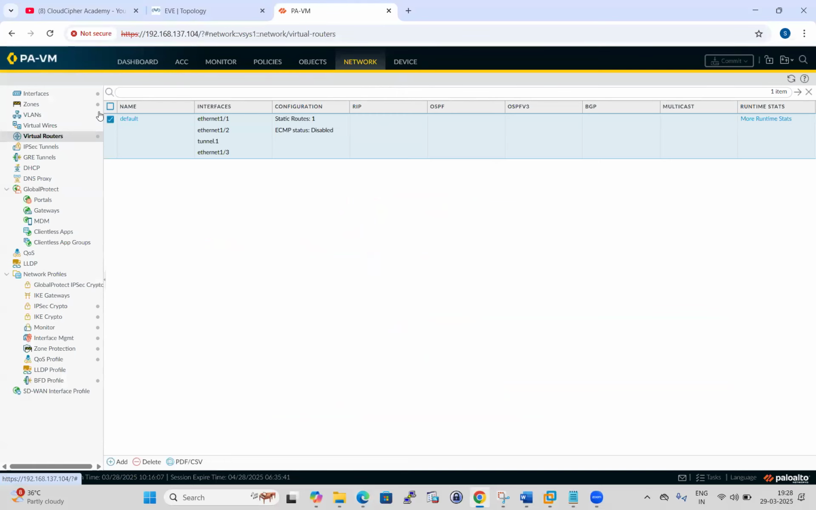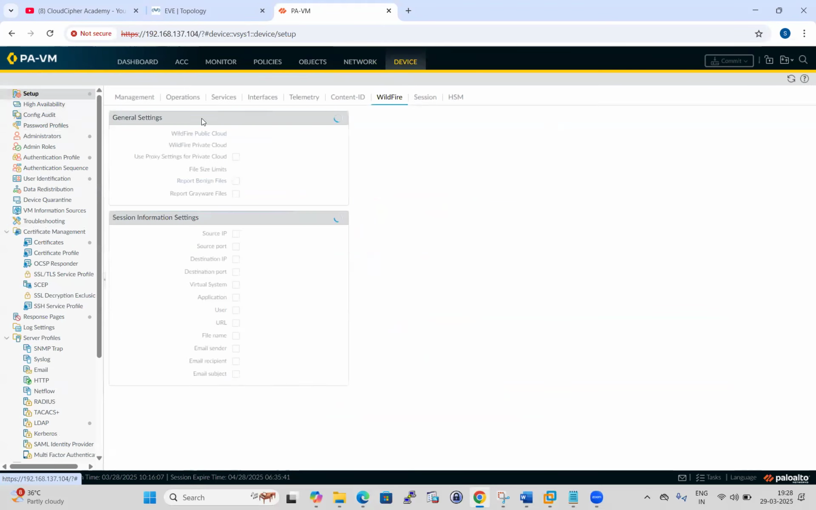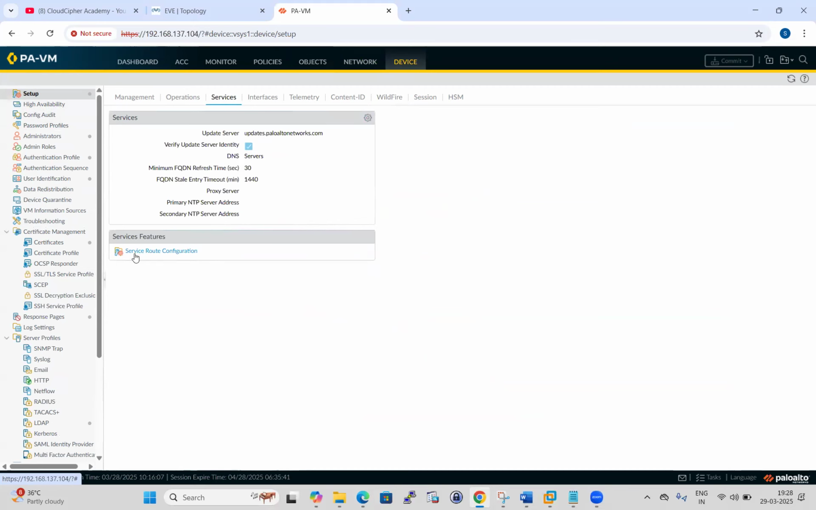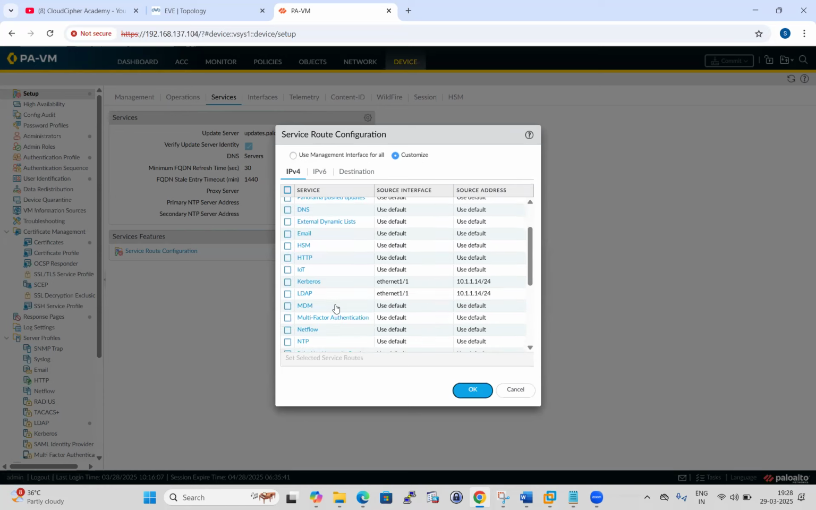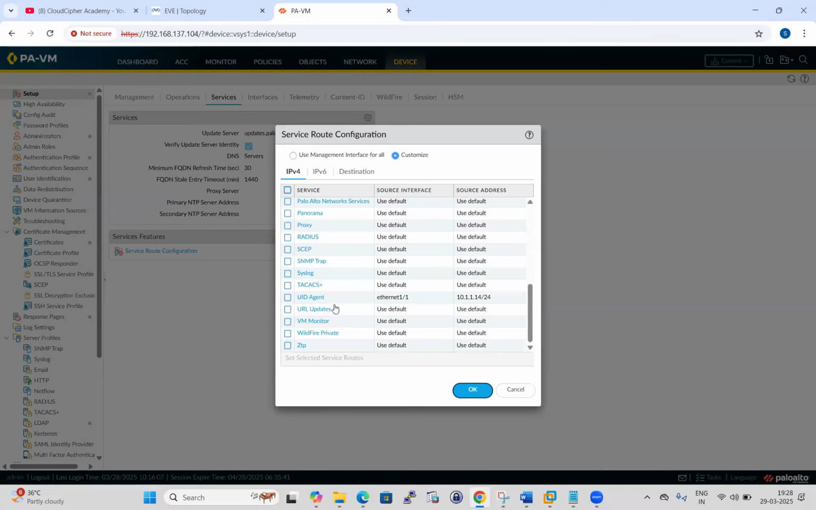How can we do that? We go to Device, go to Setup, then go to Services, and here there is an option for service route configuration. By default, it is set to use management interface for all. But if we click on customize, we can choose the interface. For example, in our case we have already used it for User-ID. We are using Ethernet 1/1 and UID agent. So we can customize the interface depending upon your infrastructure and design. So that's it about the Palo Alto routing.